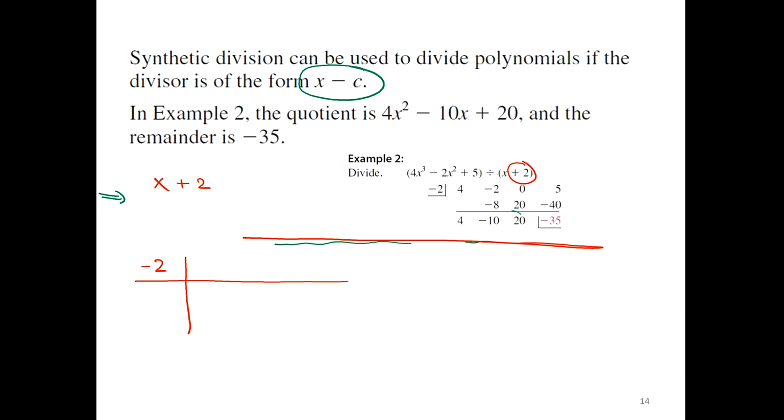Now we have x to the power 3 and x squared. We don't have x, but put the value of x as a number. What's the coefficient of x to the power 3? This is the dividend. The coefficient of x to the power 3 is 4. The coefficient of x squared, negative 2. The coefficient of x equals 0. And the constant equals 5. Like this.